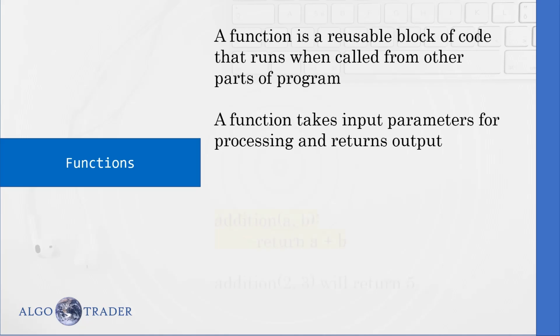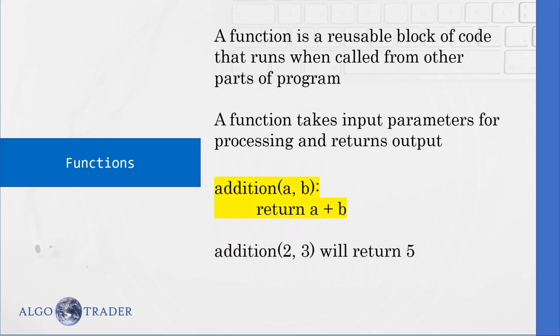Let's see a function here, sample addition. This function is taking two input parameters a and b, and it will return the summation of input parameters a and b. If you call this function from your program, say addition of 2, 3, this will return 5. Let's see how to write code using functions.